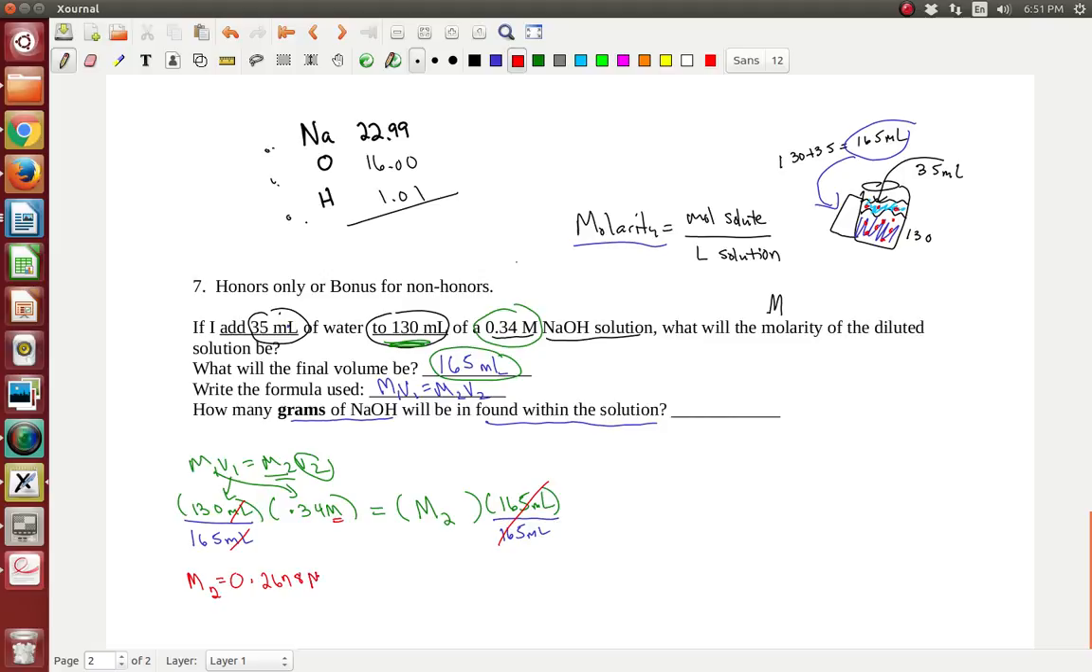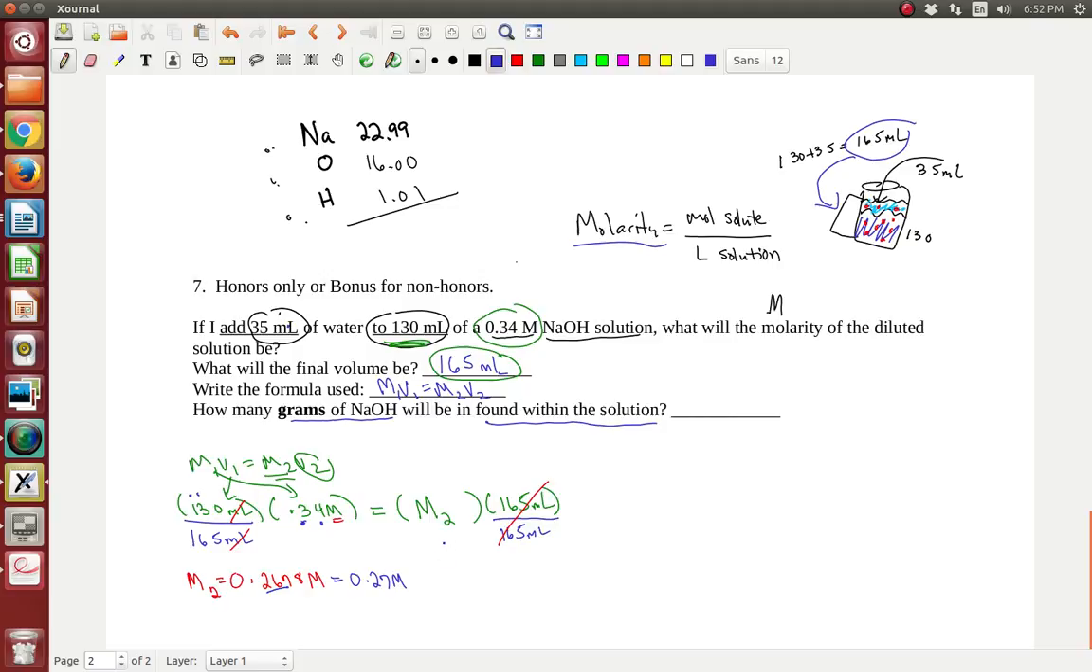0.2678 molar, capital M, and then we need to figure out our significant figures. There are 2 sig figs in both of these numbers, so this is a 2 sig fig answer, and we have to round it to 0.27 molar. Okay, that's the molarity of the solution.